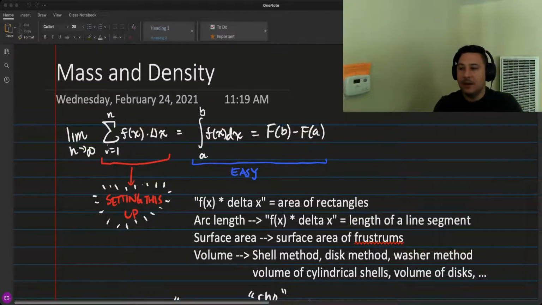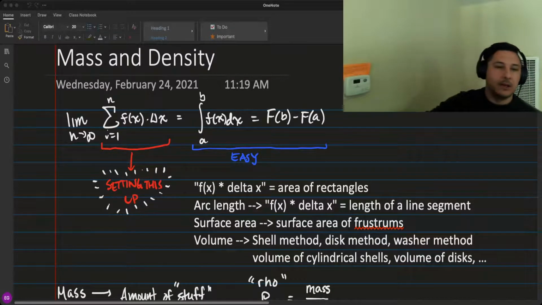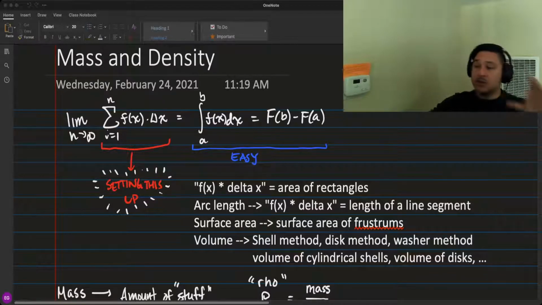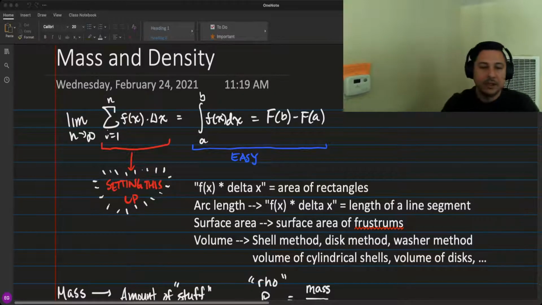And we talked about how the interpretation of the Riemann sum changes depending upon what you're doing. For instance, f of x times delta x originally was the area of rectangles. Then eventually we figured out that f of x times delta x could be the length of a line segment. You add up areas of rectangles to approximate an area, you add up lengths of line segments to approximate arc length, you add up surface areas of frustums to approximate surface area, and so on. Then boom, you get your answer by taking the limit, which turns into a definite integral.